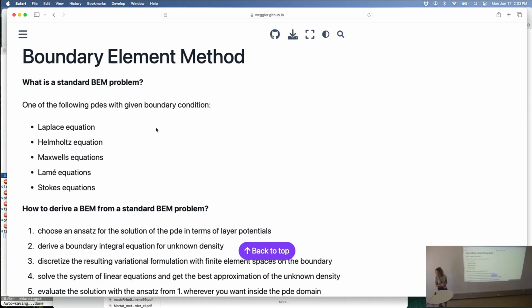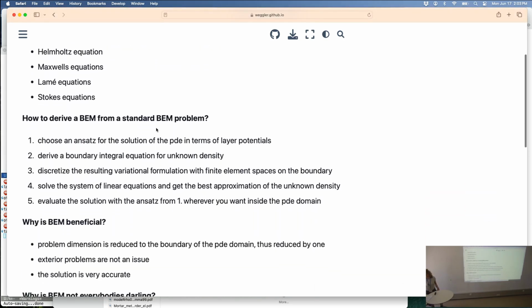So what is the standard boundary element method problem? It's not that we can solve everything as with the finite element method. It's a couple of equations that we look at: the Laplace equation, Helmholtz, Maxwell's, Lamé equation, Stokes equations. Those are the partial differential equations that we look at with boundary conditions. And the boundary element method, how to derive it.